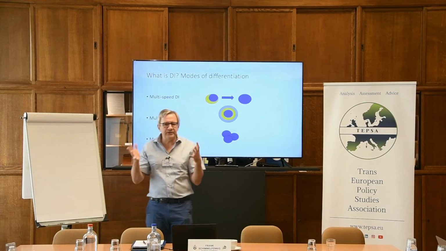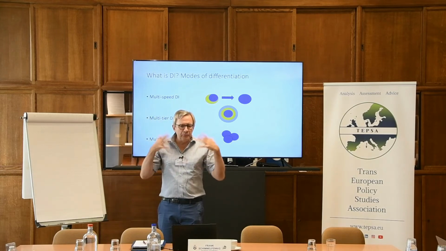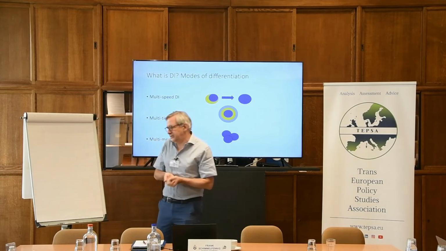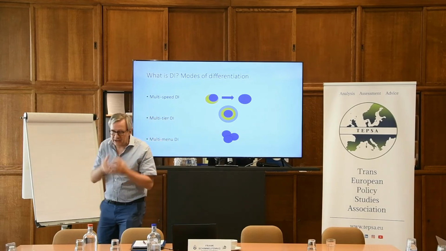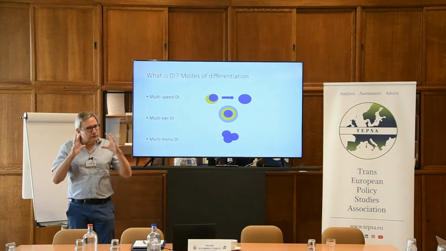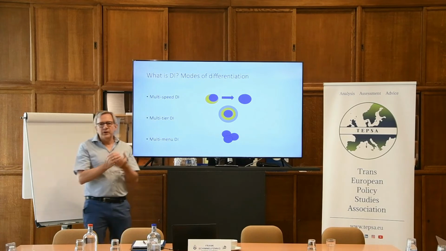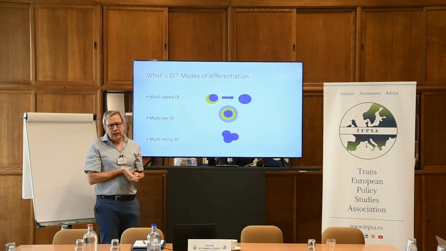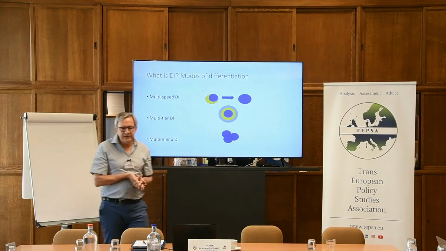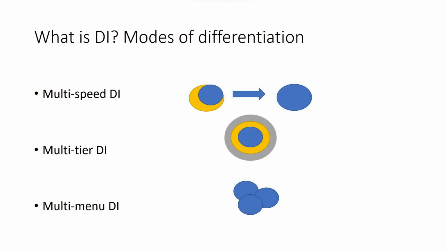But the idea of multi-tier differentiated integration is that you have, say, a stable European order in which countries are differentially integrated, and where you have something like a core-periphery distinction when it comes to the institutional integration of the states.